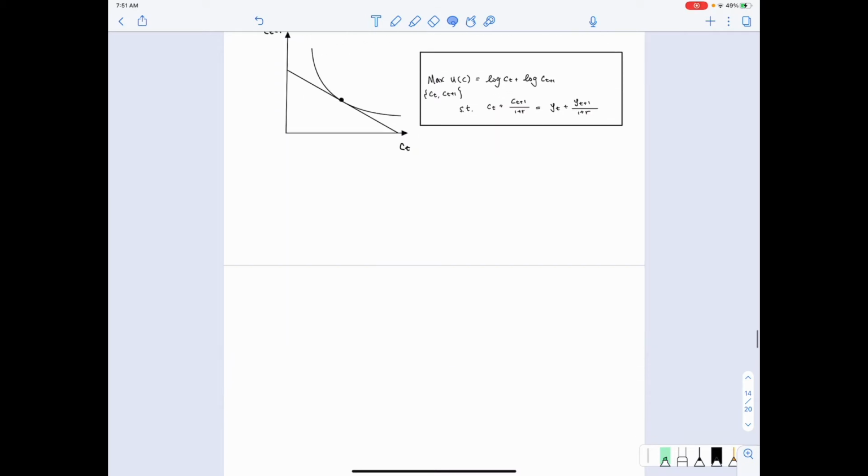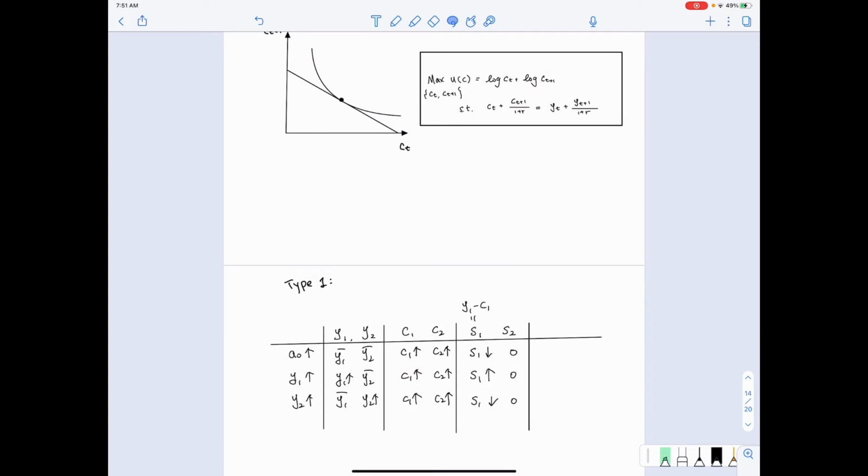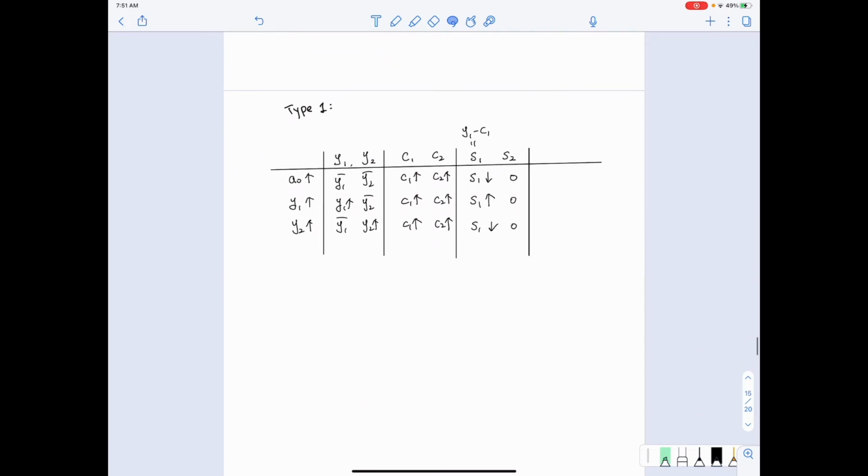So to begin with, we want to look at the first type of changes. As we mentioned earlier, there are two types of changes. One is changes to the initial wealth, current income, and future income. For these three types of change, all of them will increase the present value of the lifetime resources.